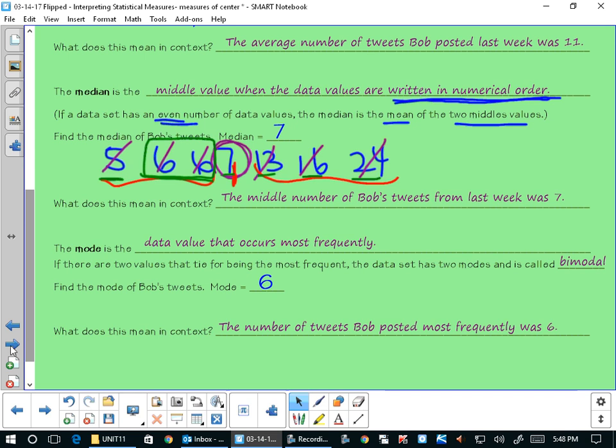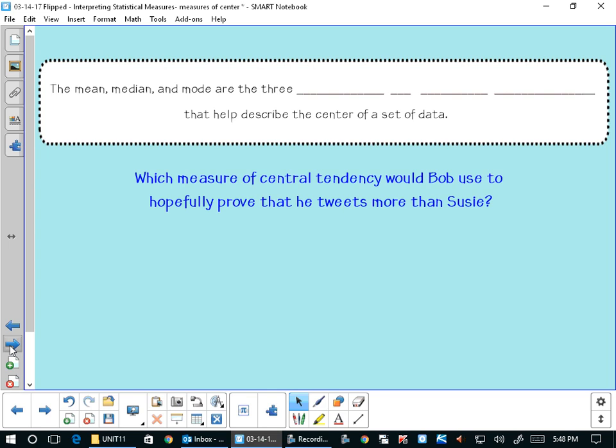All right, so these 3 things, the mean, the median, and the mode, are what we call your measures of central tendency. These measures of central tendency help describe the center of the set of data. So there are 3 types of center: the mean or average, the median or the middle number, and the mode, the one that occurs the most.